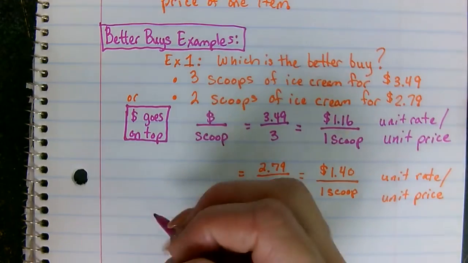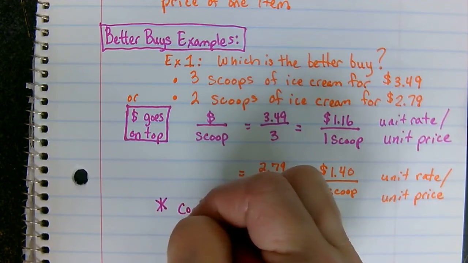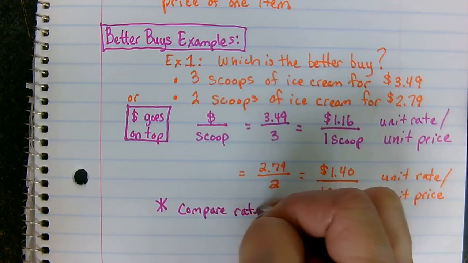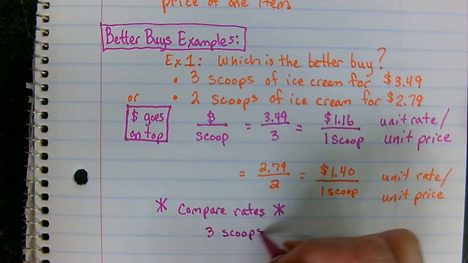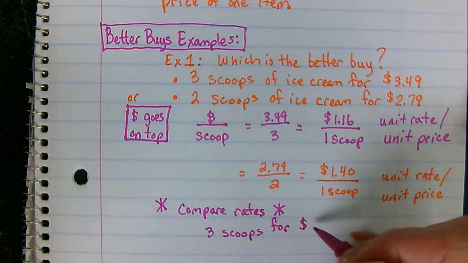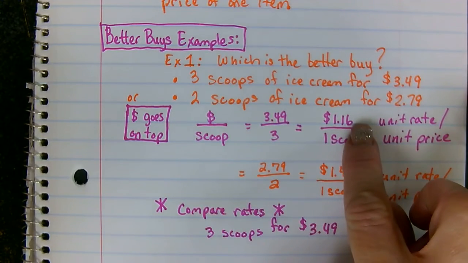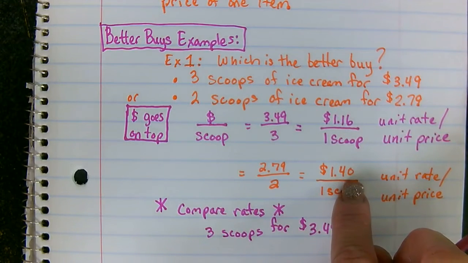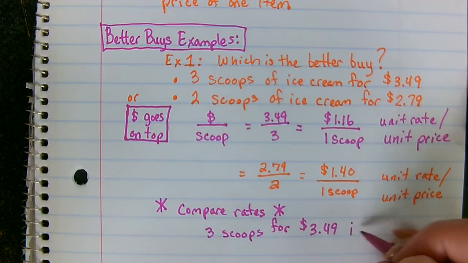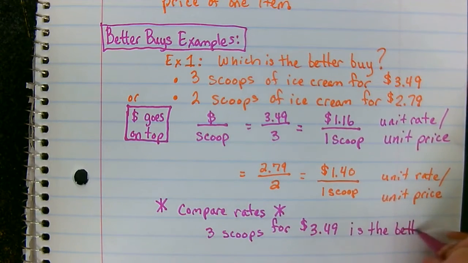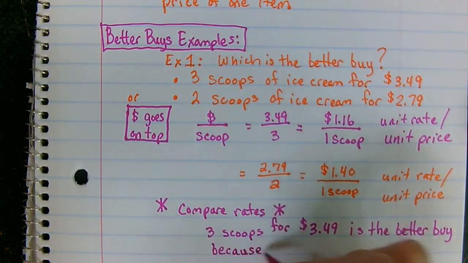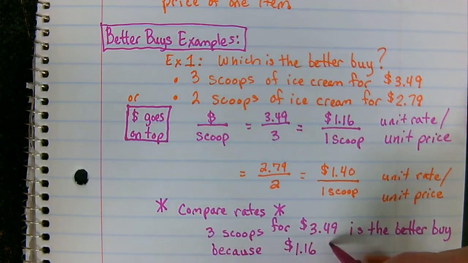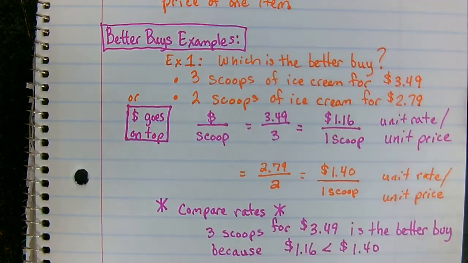So if we compare your rates, three scoops for $3.49. Let's look. Per scoop is $1.16. The 2 scoop version is $1.40 per scoop. So 3 scoops for $3.49 is the better buy, because $1.16 per scoop is definitely less than $1.40 per scoop.